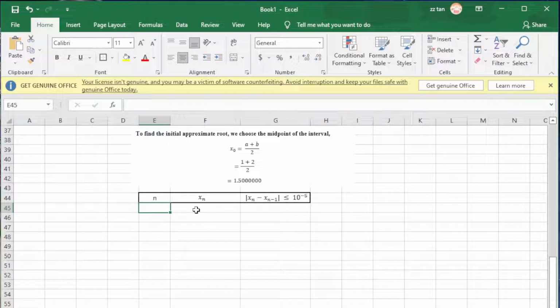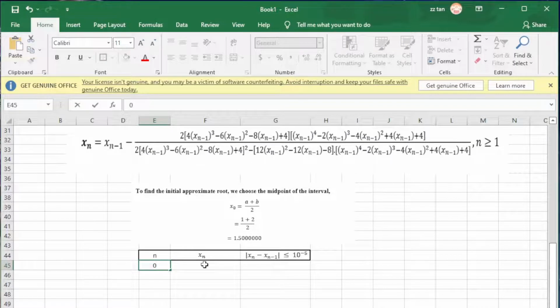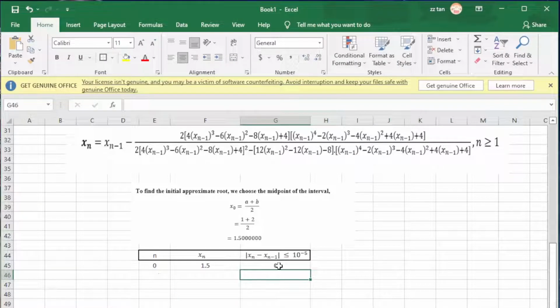So this is our n, this is our x_n, our approximation root, and then this is our stopping criteria. So when n is equal to 0, our initial approximation is 1.5000. And then this is none, so put NA here.